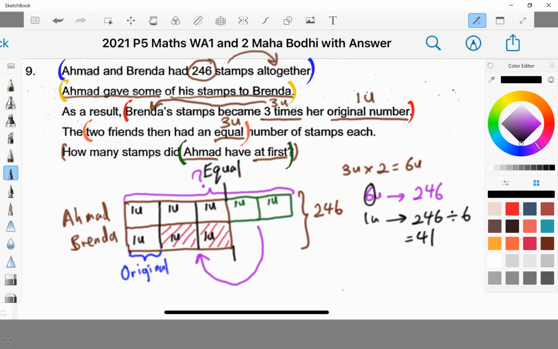Yes, the answer is 41, but 41 is not our final answer. What they want from us is Ahmad at first. So Ahmad at first is none other than 5 units. So if 1 unit is 41, the final answer for us has got to be 41 times 5. And if I key this into a calculator, it's actually 205. And there we have it. The final answer is 205.